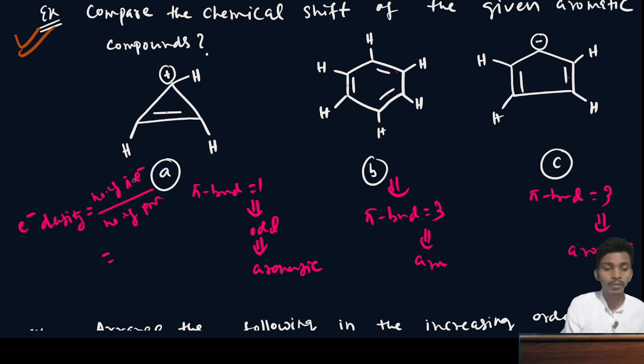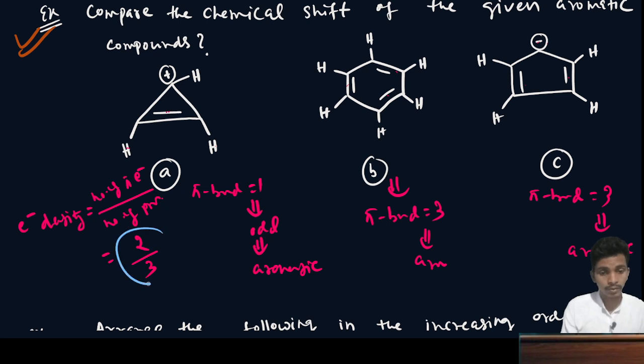Okay, here we will calculate the number of pi electrons, after that the number of protons. The number of pi electrons is how many? That is 1 pi bond, so the pi electrons will be 2, because 1 pi bond carries 2 electrons. And the number of protons is 1, 2, 3, that is 2 upon 3.